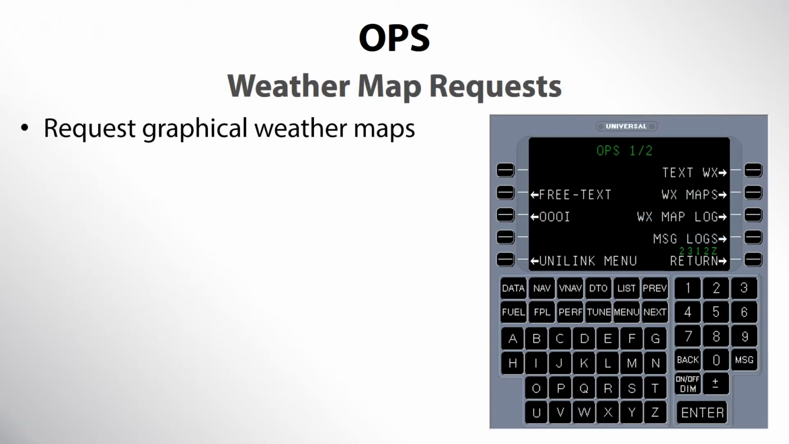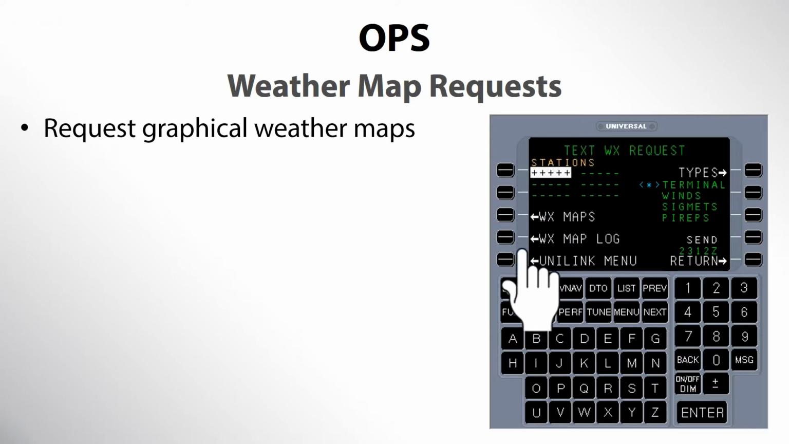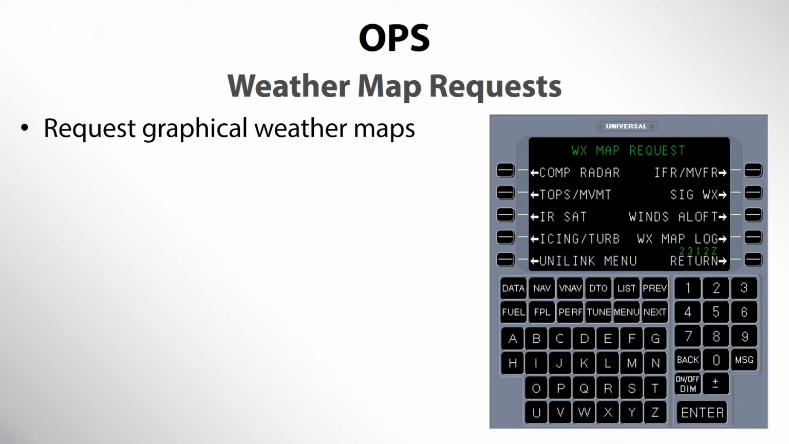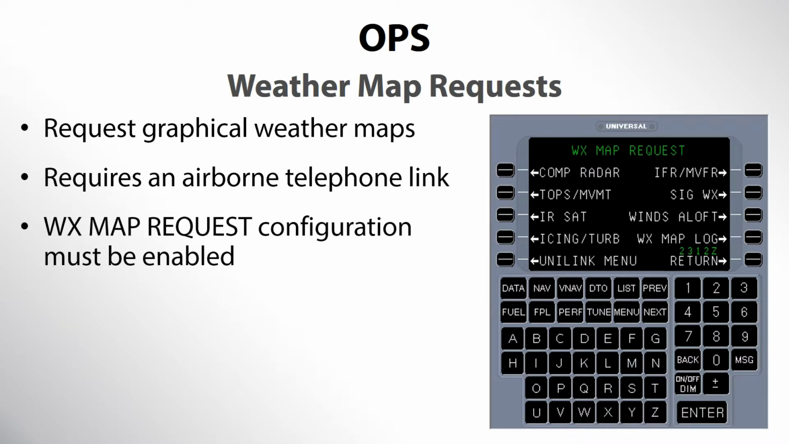The Ops page allows the user to request and view graphical weather maps. The Weather Map Request page is accessed by pressing Weather Maps on either Ops Page 1 or the Text Weather Request page. Maps are available only over an airborne telephone link, and the Weather Map Request page is only available when the Weather Maps configuration selection is enabled.